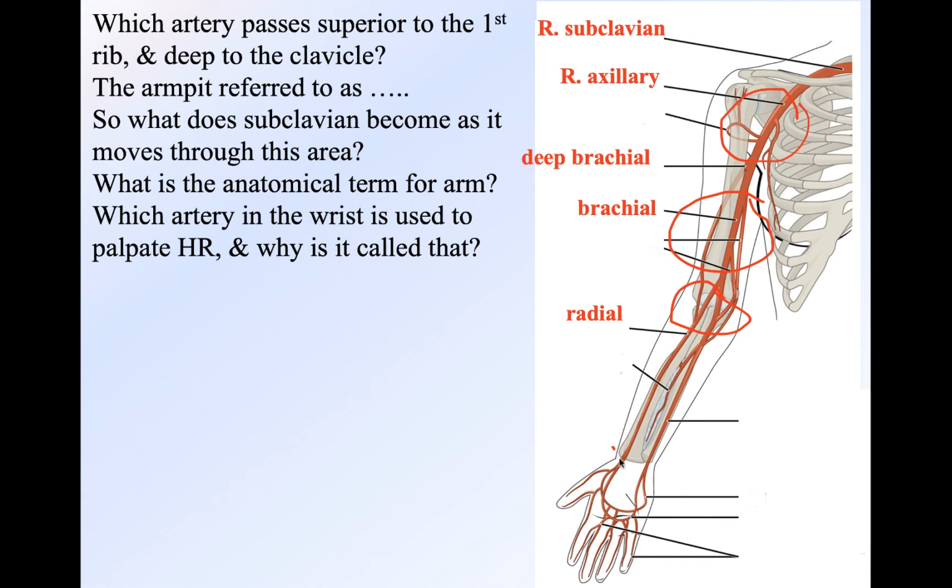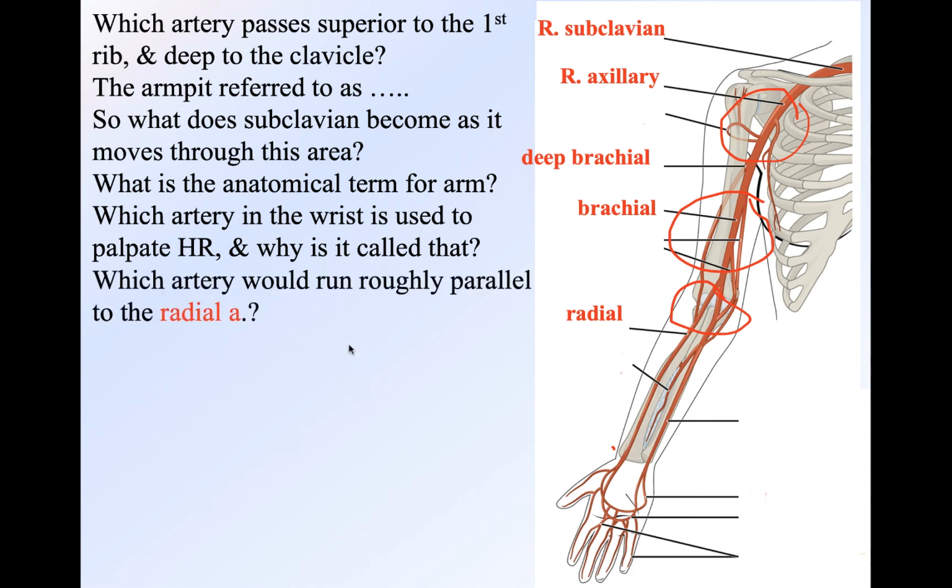And so here's the radial. And it runs right along the surface of the radius. Hence the name. There you go. Well, which artery is running roughly parallel to the radial artery? Look here. You can see the ulna. And so the artery that runs along it is the ulnar artery. So again, just to reiterate, some of these things aren't too hard to remember.